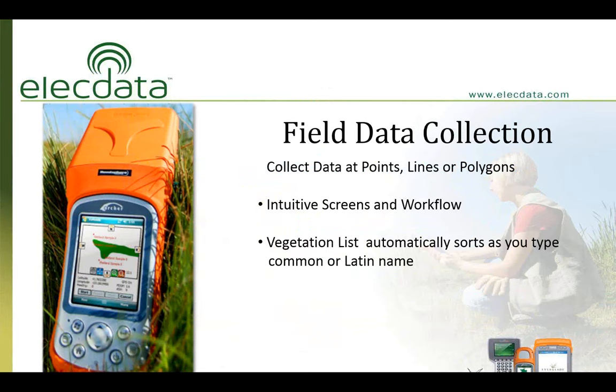With the field data collection, you have the ability to collect data at points, lines, or polygons, and you'll see this on the GPS when we start running the software live. We believe we have some really intuitive screens and workflows. Basically, you can just tap on tabs at the bottom of the screen and work from left to right, just like you were reading a book. One of the key features of the Everglade software on the GPS is the Vegetation List that automatically sorts as you type in either the common or the scientific name of the plant species.